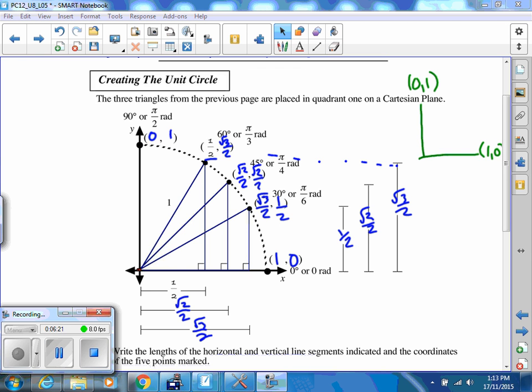Back to my super fast lesson. So I've got my coordinate grid with my 1, 0, and my 0, 1. I'm going to have my 3 other lines in here. So here's my 30, 45, and 60. And then I just write the coordinate places for all 3 of them.